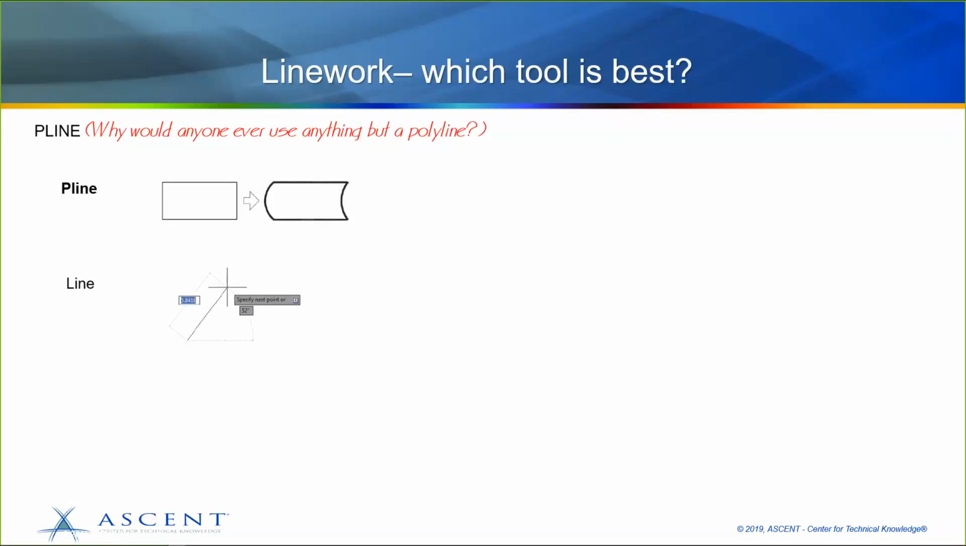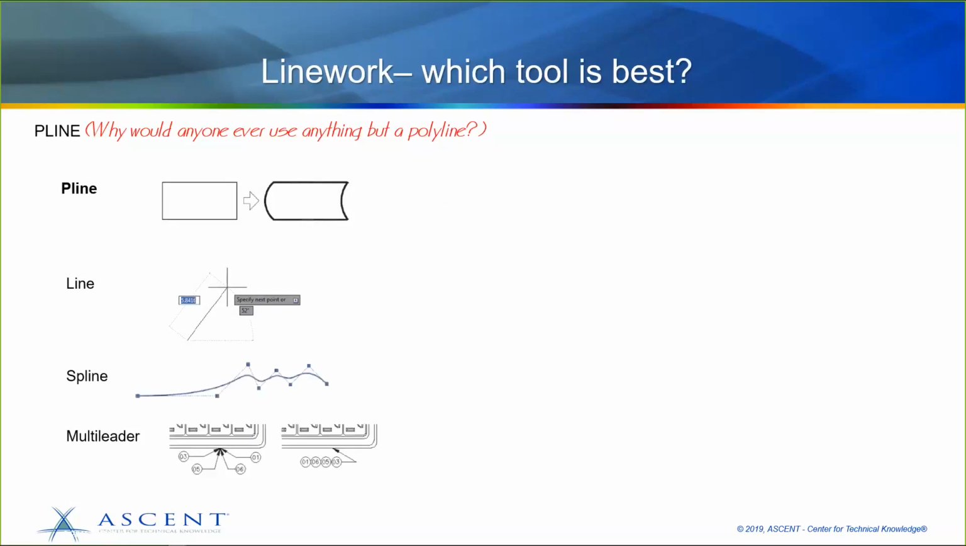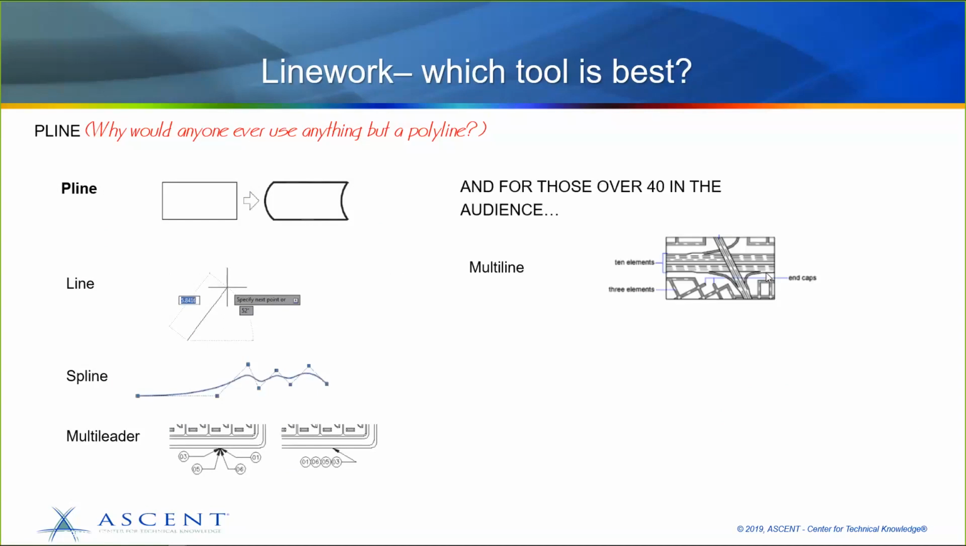For example, it has bearings. We can do splines, and even multi-leaders can do line work. Or, for those of us that were 40 in the audience, you may remember the multi-lines, or even the solid command, or going way back, there was that ancient trace command. So as we mature in AutoCAD, we learn the merits of each of these commands, and it becomes clear that one tool is not better than another.